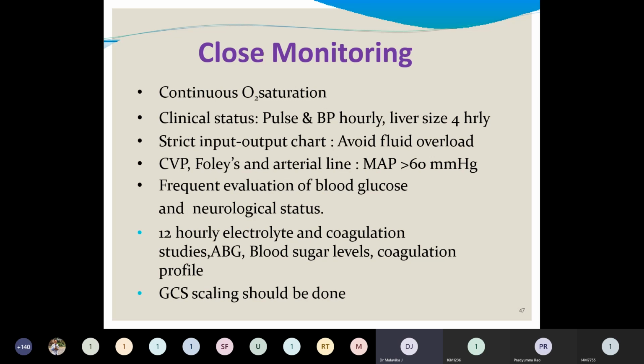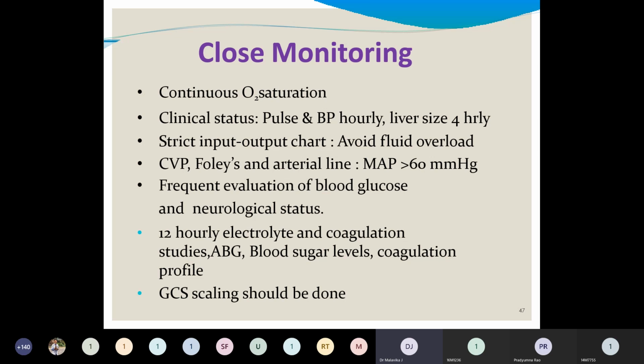Close monitoring. The child should be monitored closely for oxygen saturation. Whenever there is a drop in saturation less than 90%, then you need to anticipate some of the causes. So clinical status, the pulse and BP should be monitored hourly, and liver size should be monitored every 4th hourly. Strict input-output chart, avoid fluid overload.